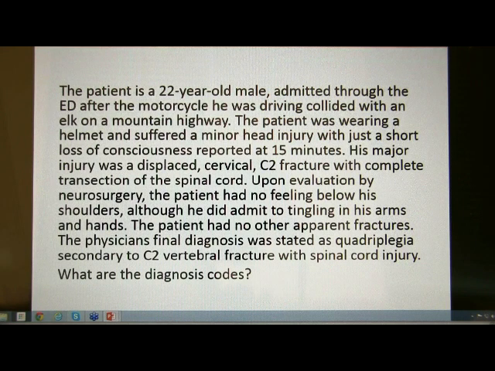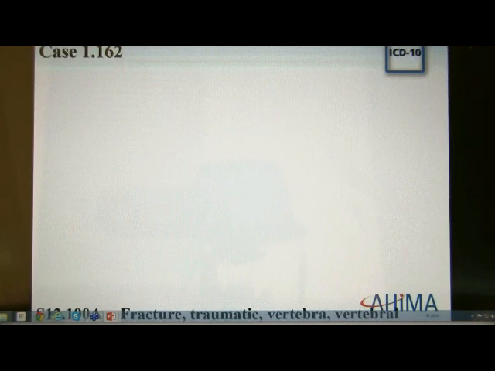The physician's final diagnosis is stated as quadriplegia secondary to a C2 vertebral fracture with spinal cord injury. So, from a coding perspective, our coders would typically start by going to quadriplegia and trying to find a diagnosis there. And what they will most likely get is some guidance on where to code rather than at quadriplegia. And we'll be telling them to go code the fracture or cause of that paralysis. So we're going to start by coding that traumatic vertebral fracture.